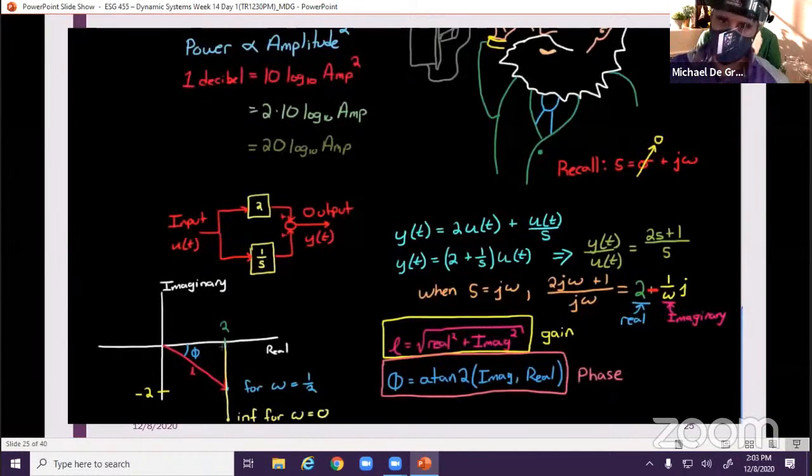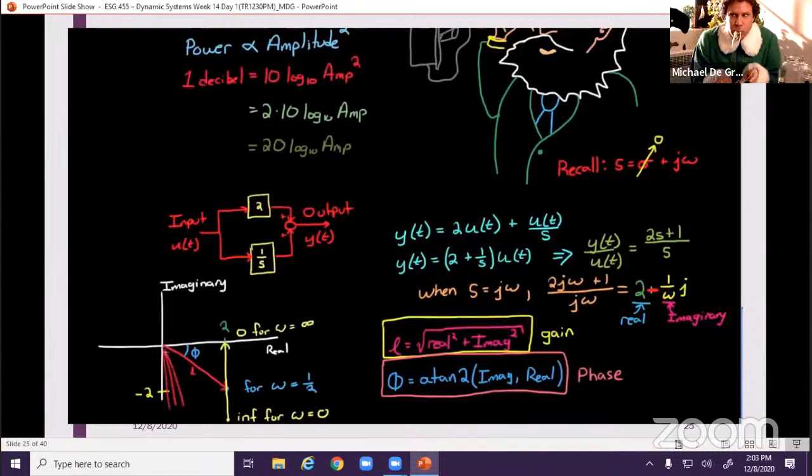At omega of near 0, the imaginary component is almost infinite. And at an omega of near infinity, the imaginary component is near 0. And if you drew that red line from the origin, starting with omega of near 0, which would be a near vertical line, infinitely long, you would see that it would get shorter and shorter and shorter and shorter, and finally end with a length of 2.